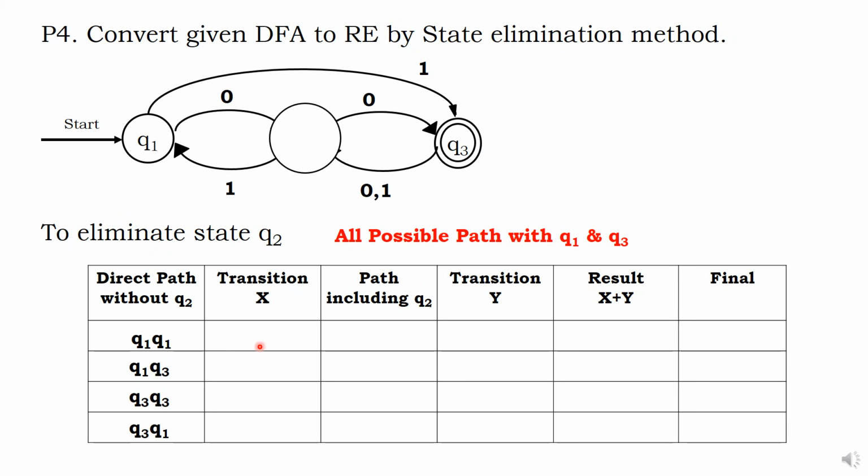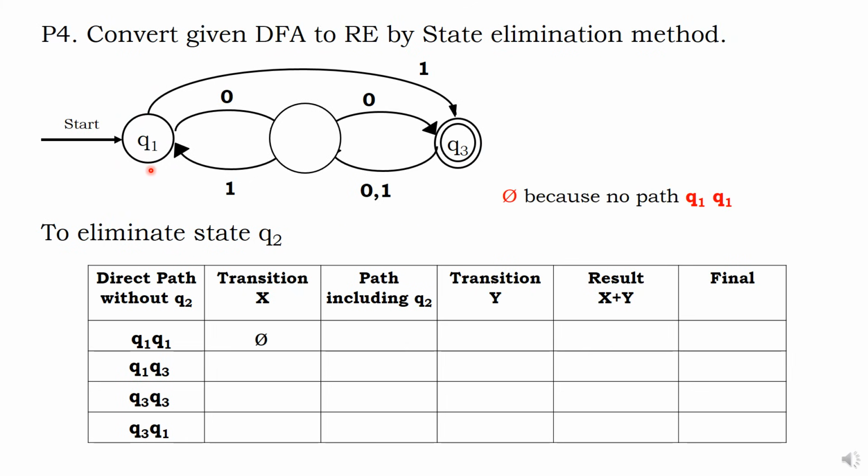Now, you just tell the transition. Do you have Q2? No, sir, it is without Q2. Transition: start from Q1, end at Q1. Do you have any self loop? Nothing is there, sir. Then it is null. That's all. Q1 to Q3.